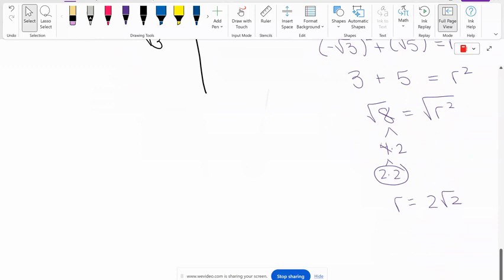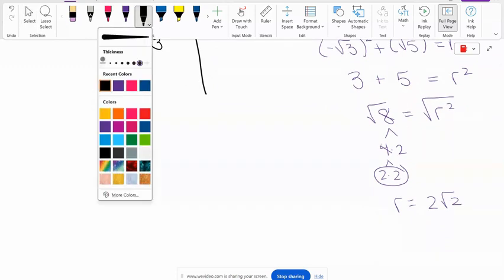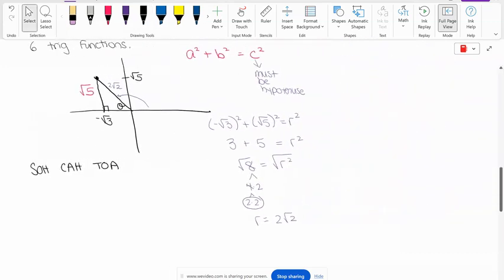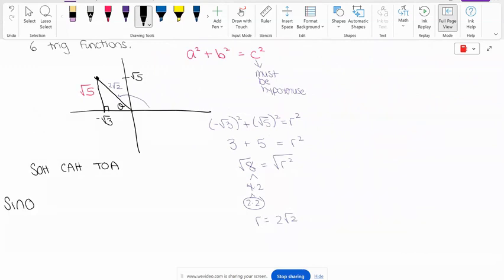All right, now we need our 6 trig functions. So I'm going back to my SOHCAHTOA. So I'm going to have my sine of theta. Do we agree that's going to be root 5 over 2 root 2? Right, opposite over hypotenuse. There's a problem. Who knows the problem? You can't have a radical in the denominator. Who remembers how to rationalize? Aaron, what do we do?